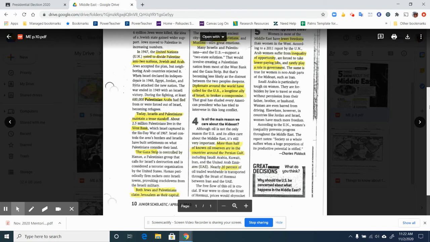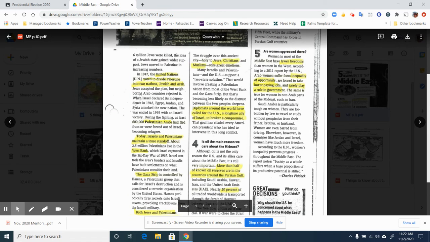Both Jews and Palestinians claim Jerusalem in Israel as their capital. The struggle over this ancient city, holy to Jews, Christians, and Muslims, stirs great emotions. Many Israelis and Palestinians, and the US, support, quote, a two-state solution that would involve creating a Palestinian nation from most of the West Bank and the Gaza Strip. But that's becoming less likely as the distrust between the two peoples deepens.